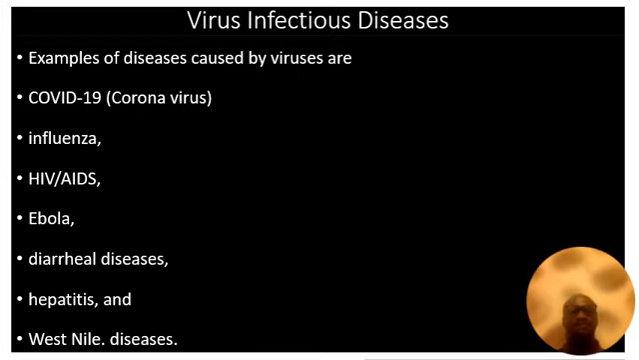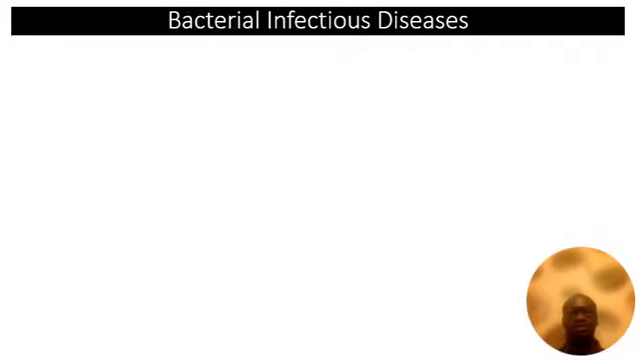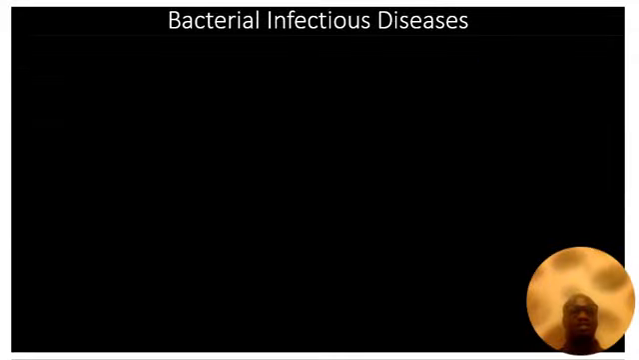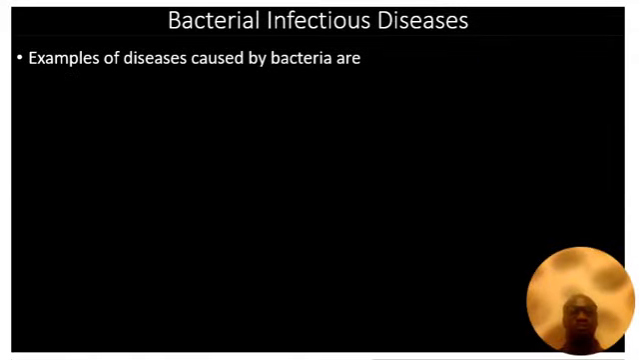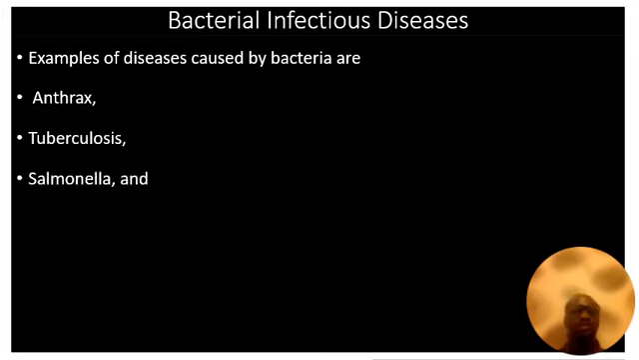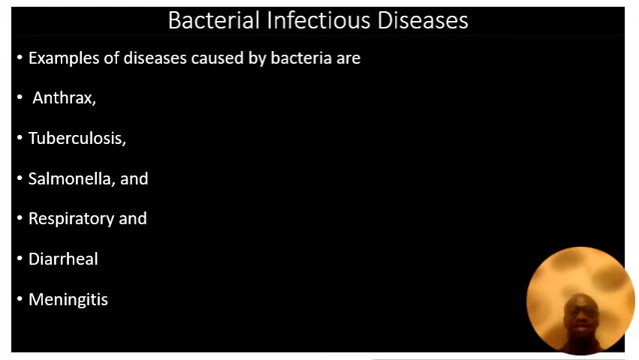We also have bacterial infectious diseases that are commonly encountered all over the world and especially among the places already listed. For example, we have anthrax, tuberculosis, salmonella infection, those that are usually foodborne. We have respiratory disease and infection caused by bacteria. We have diarrhea diseases, we have meningitis that are also common in the environment, especially in certain places.